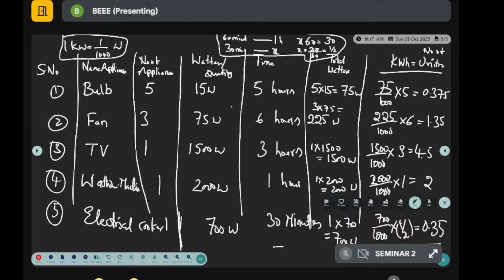So this is the total units consumed per day. This is per day. Okay. The data given is for 1 day. The data is given for 1 day. How much total now?